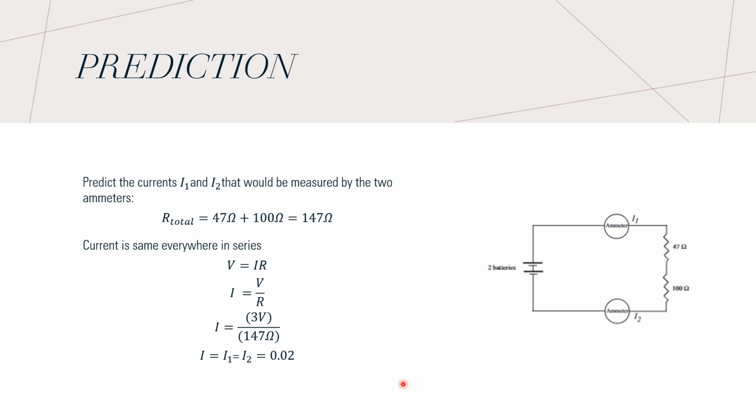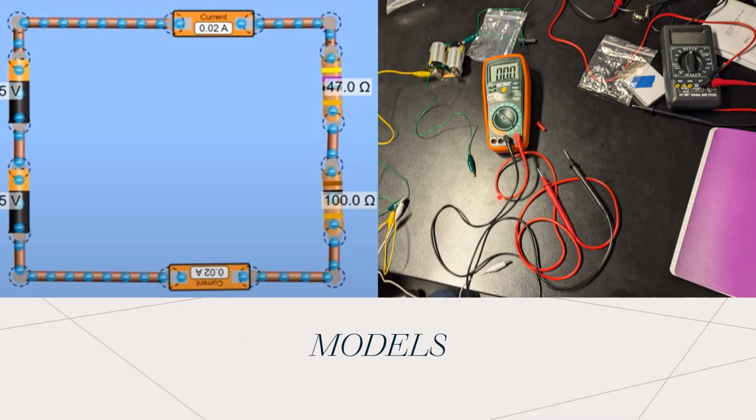Prediction: there's a bunch of different steps here, so I'm just going to run quickly through them. We're supposed to calculate the difference in the currents between the first and second ammeters. So first we're going to find the total resistance of 147 ohms. Then we use Ohm's law to solve for the current, and because they are in series, they're going to have the same current, 0.02 amps. Here's the Colorado PhET model that I previously talked about.